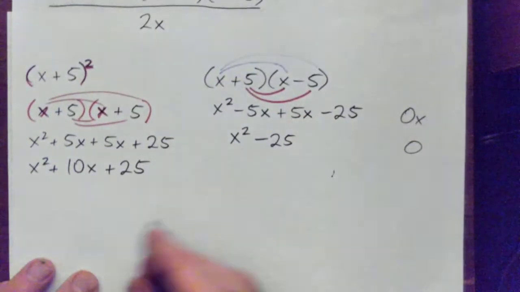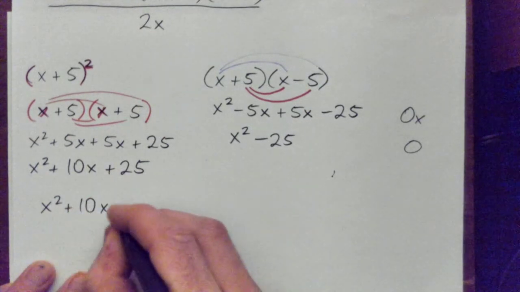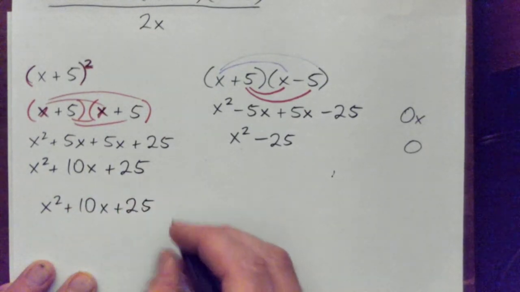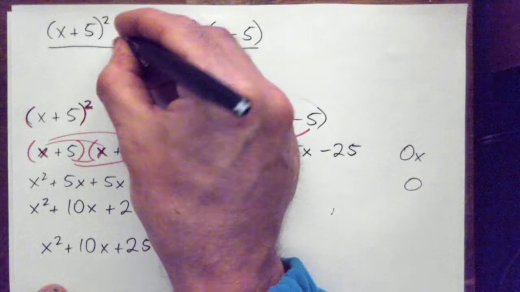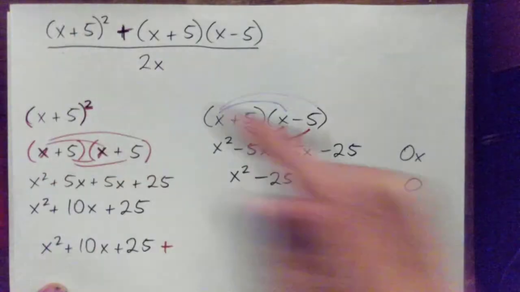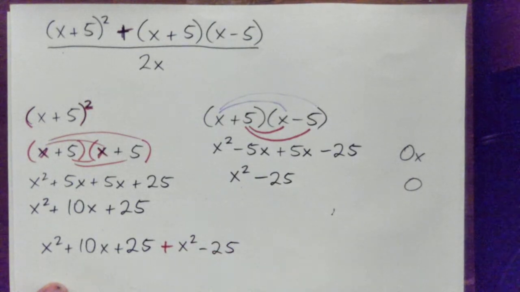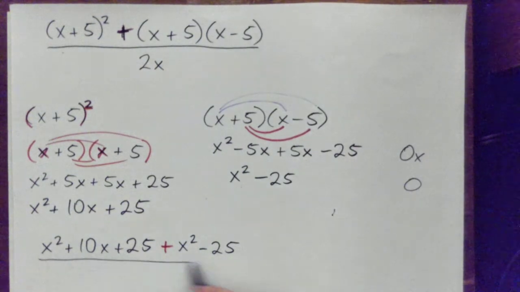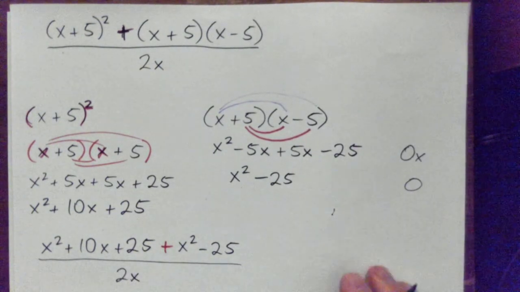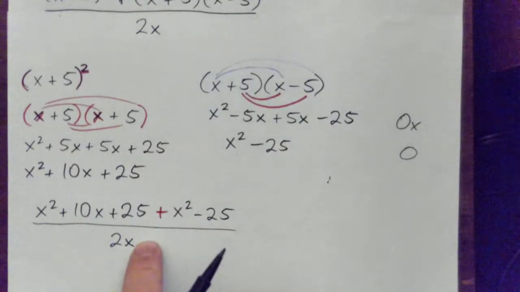So if we put those together, at the top of the fraction we have x squared plus 10x plus 25, and then there's a plus there. See that plus? So plus x squared minus 25, right? So that's what the top of the fraction is. And by the way, it's all over 2x. I guess I'll put that in there. I don't have to, but I will. I'll just take my time. But so the whole thing became this. Are we clear on that?